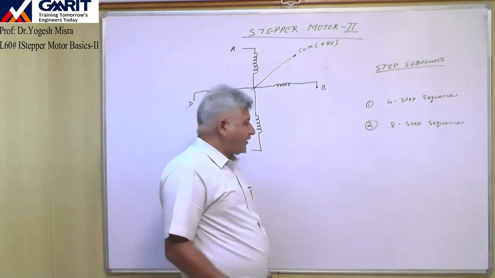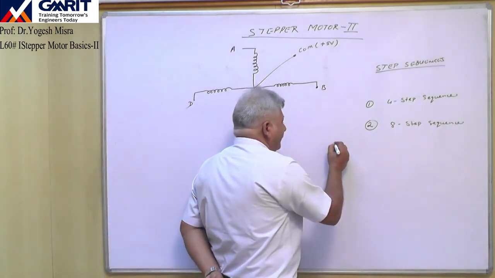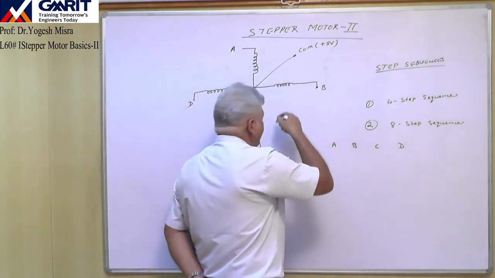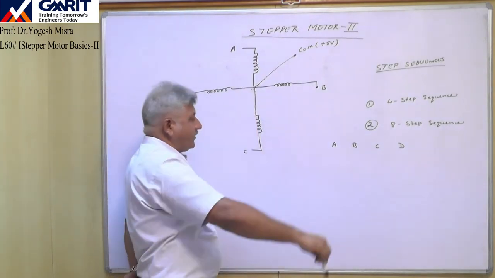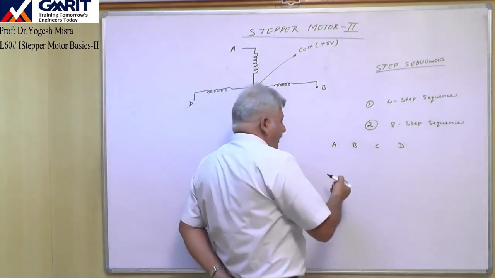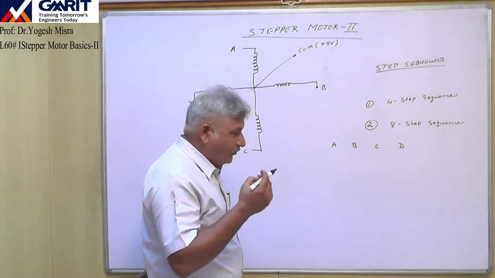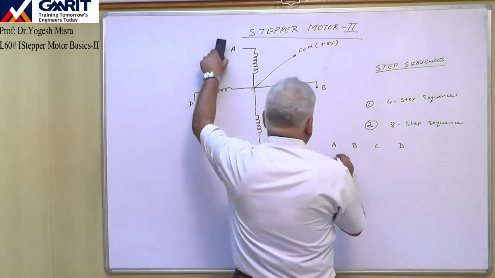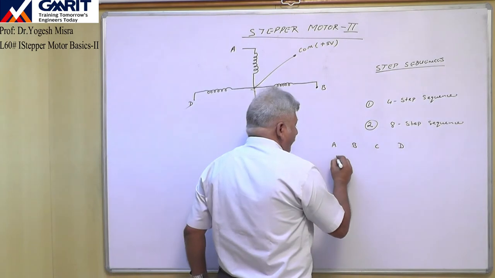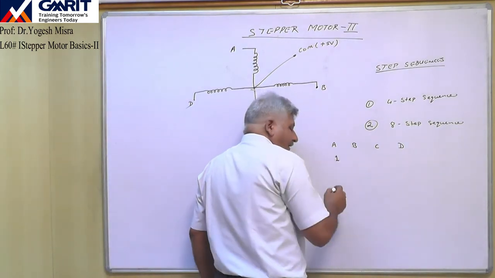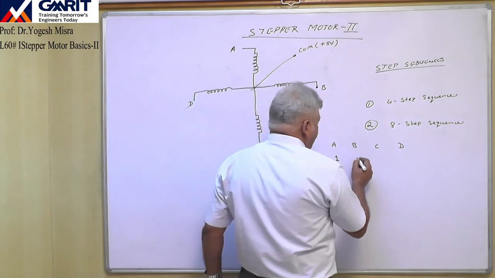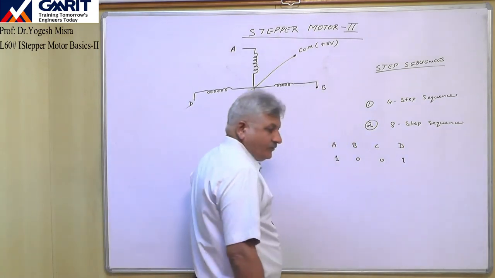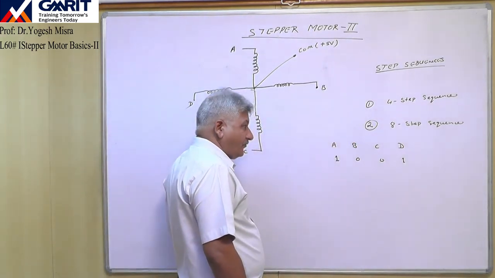Now in the case of the 4-step sequence, suppose these are the wires, the windings A, B, C and D. We will apply a particular fixed sequence, and the sequence is like this. The A winding will have the value 1. These are binary values, where 1 indicates plus 5 volt. Then 0, 0, 1. This is the first sequence, one step.